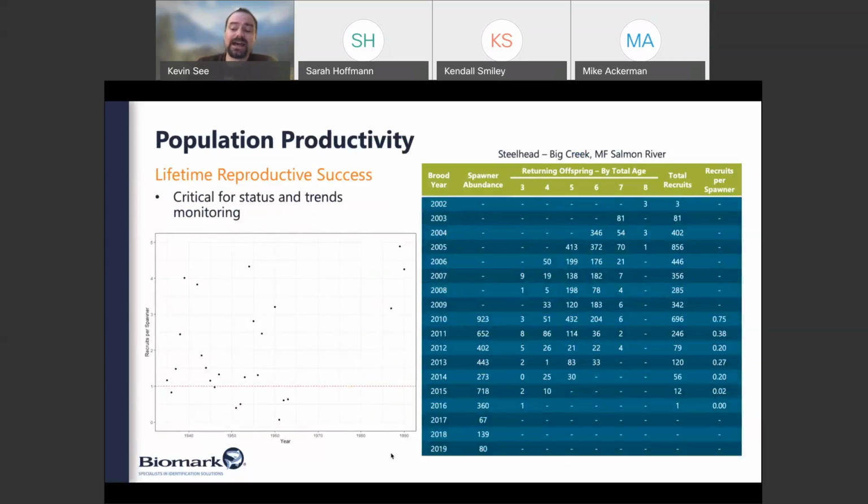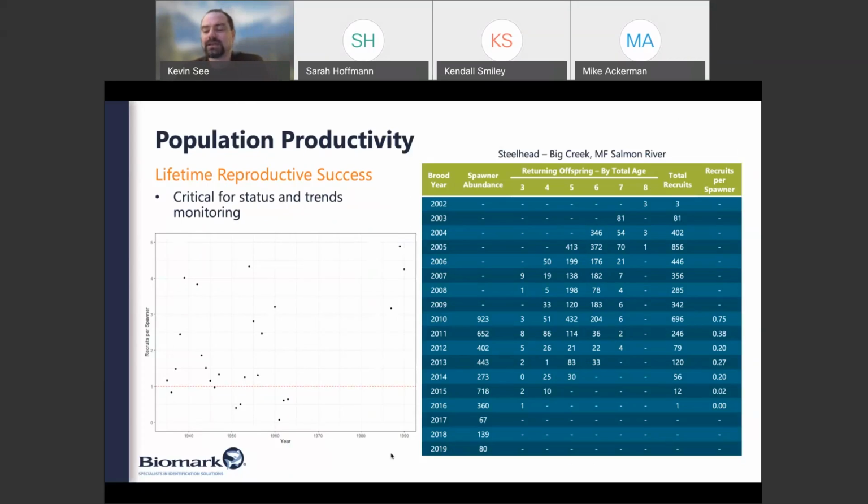What's nice about that is you can use that to tie it back to the brood year for those particular fish and look at population productivity and lifetime reproductive success. So the plot on the left here just shows a time series of something like recruits per spawner, right? Which is a measure of your population's productivity. For the population to be growing, you need those recruits per spawner to be greater than 1. You can see for this example, most of the time it is.